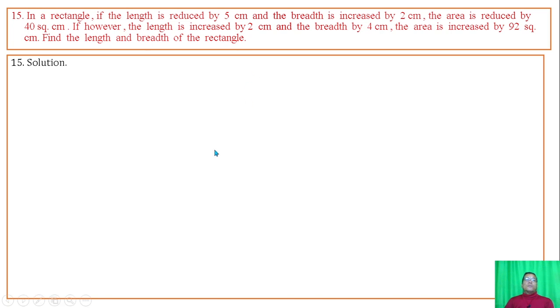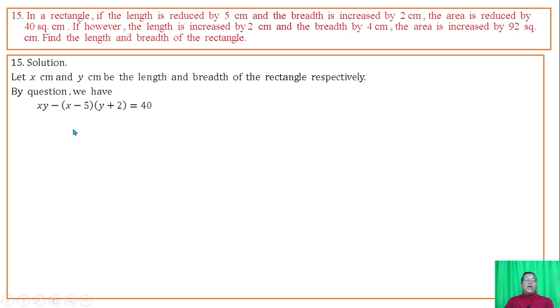Let x centimeter and y centimeter be the length and breadth of the rectangle respectively. By question we have, the area is xy. When the length is reduced by 5 and the breadth is increased by 2, the area is reduced by 40. The original area minus the new rectangle area equals 40. Solve it to the simplest form.